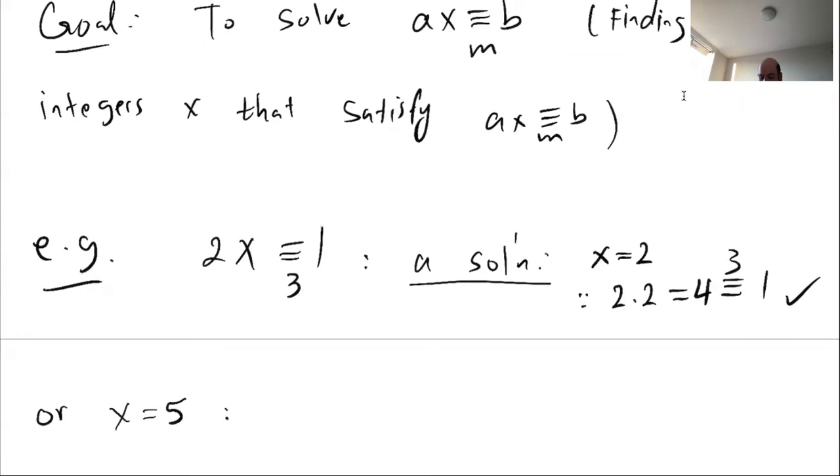How much would 2x be if x is 5? So 2x would be 2 times 5, which is 10, and that's 1 mod 3. Again, because 3 divides 10 minus 1. So we have more than one solution. We already found 2 solutions, x equals 2 and x equals 5. So probably we are going to have more solutions. Let's see whether we can find all the solutions for any given congruence.